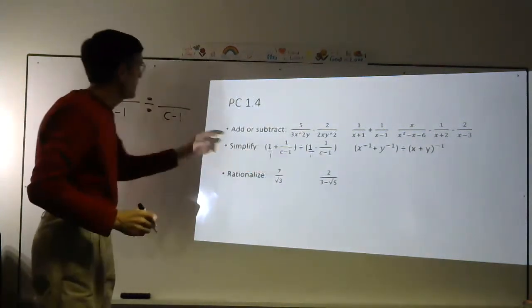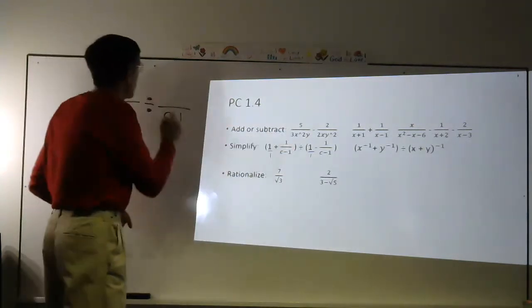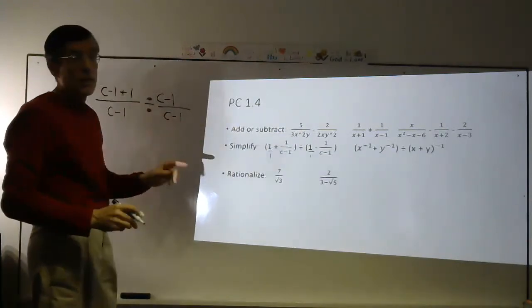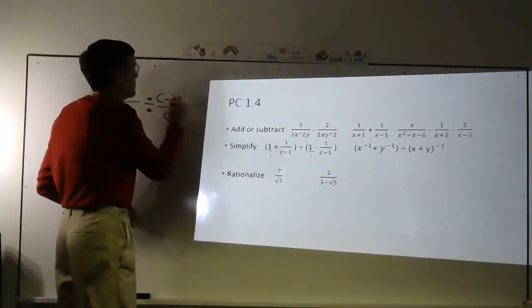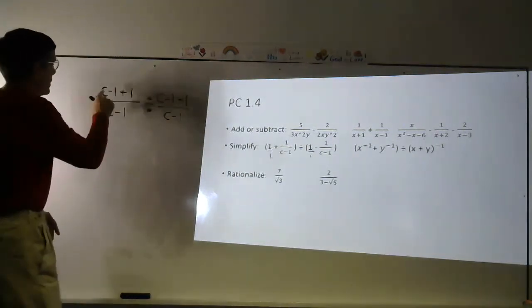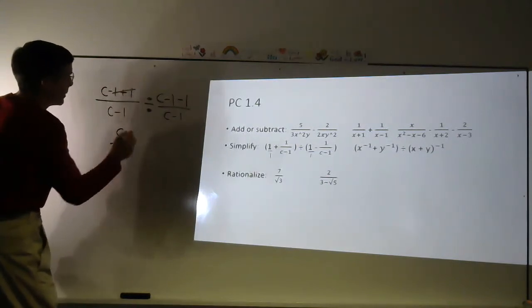What do you do to 1 to get c minus 1? You multiply by c minus 1. So do it on the top. What do you do to c minus 1 to get c minus 1? Nothing. It stays minus 1. So what have I got? Here, these go away. I have c over c minus 1.